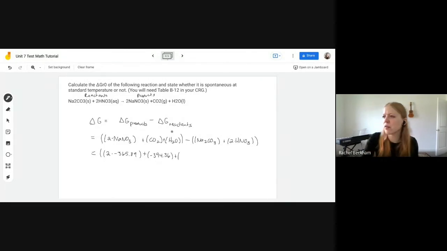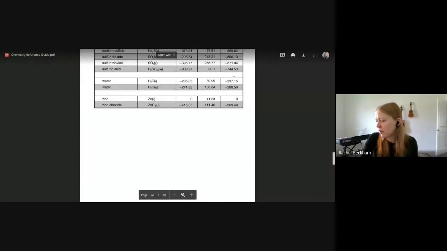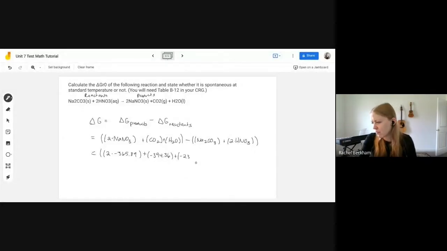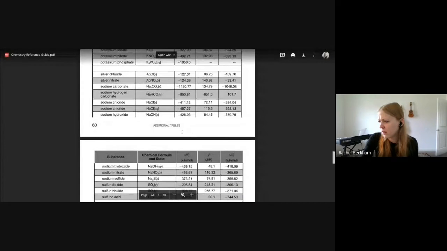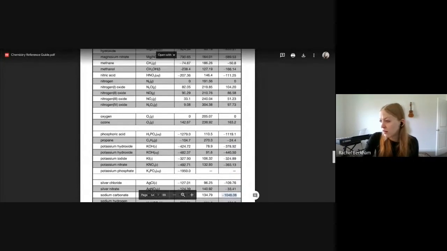Now the water. Negative 237.15. Minus, and now we need the sodium carbonate, the Na2CO3. So that's right here, negative 1048.08. And now the nitric acid. Nitric acid, negative 111.25.